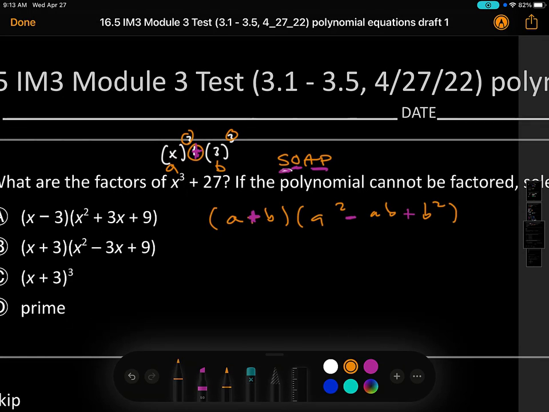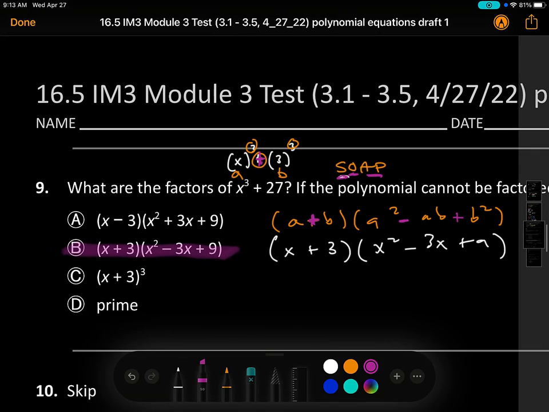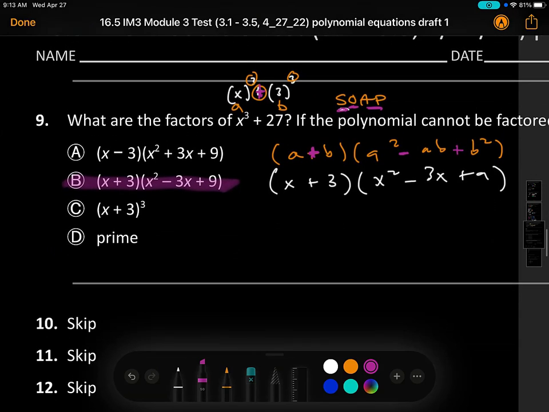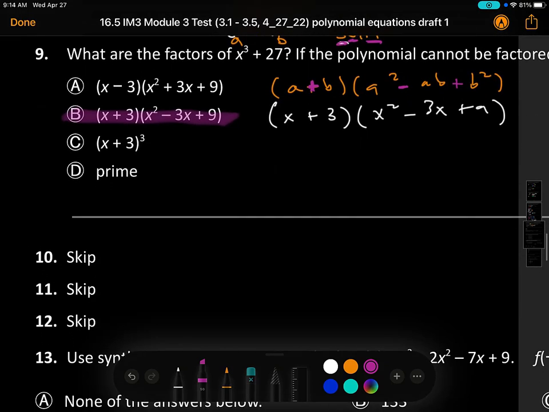And then all I have to do here is just put in the substitution. A is x. The b value is 3. A squared, so x squared. A times b, which is going to be 3x. And b is 3, so 3 squared is going to be 9. So then just pay attention to which one it is. SOAP. And that would be your answer. Question number 9 is B.